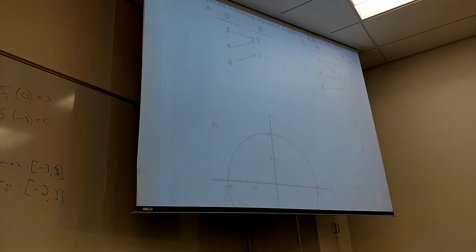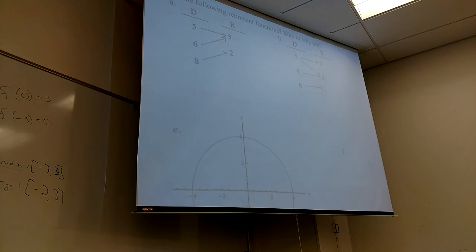All right, guys, let's take a look here. Which one of these is not a function? Yeah, B. Why? Yeah, 5 has more than one output. A is fine. There's some repeated outputs, but who cares? They each only get one.